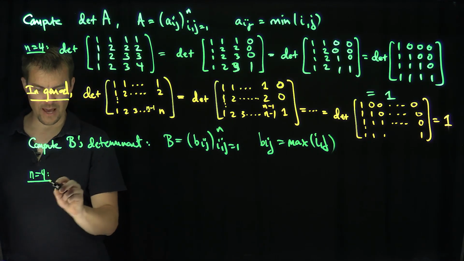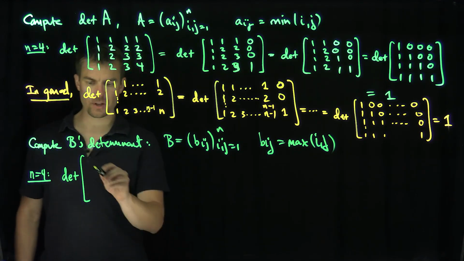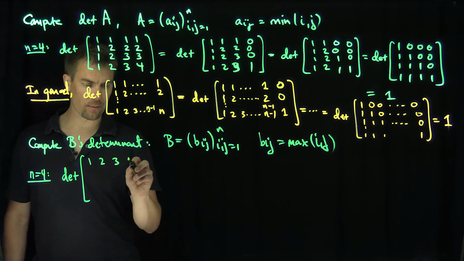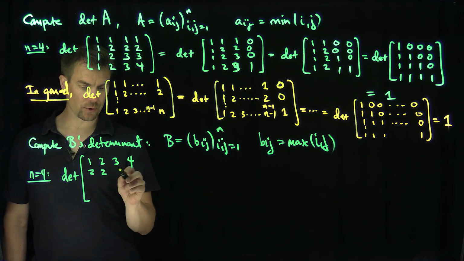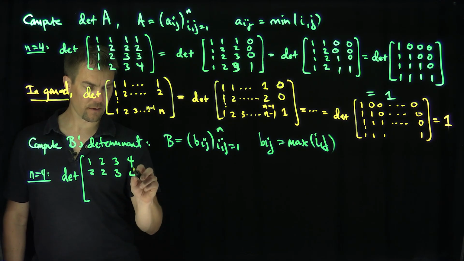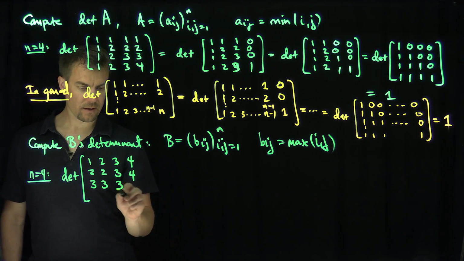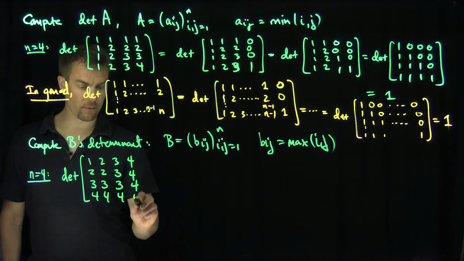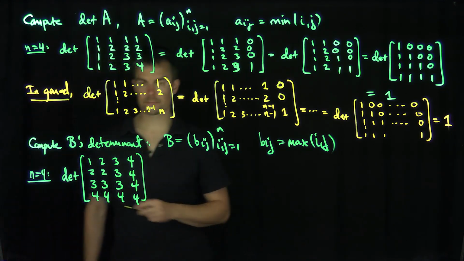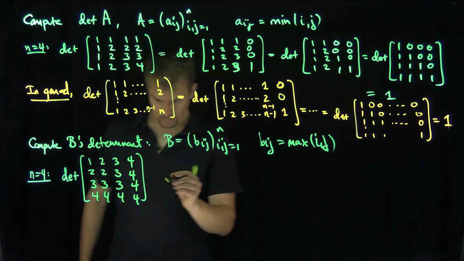So if n is equal to 4, what's going to happen? We're going to have the determinant of the matrix where the maximum gives us rows 1, 2, 3, 4, then 2, 2, 3, 4, then 3, 3, 3, 4, then 4, 4, 4, 4. Okay? Excellent. So now we're going to work by rows.